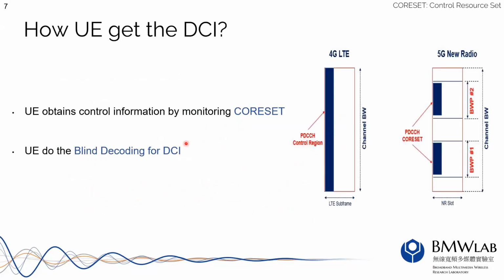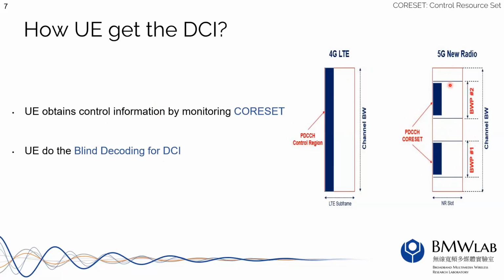Okay, then here is another question. How can the UE get the downlink control information? Actually, the UE can get the downlink control information by monitoring the CORESET. What is the CORESET? You can see the figure at the right hand side. It's a set of physical resources within a specific area, which is defined by an RRC parameter.